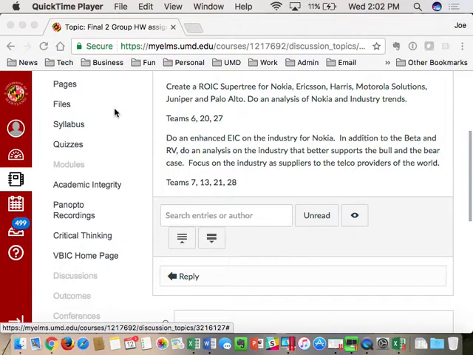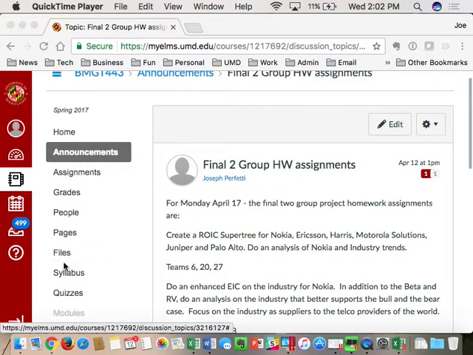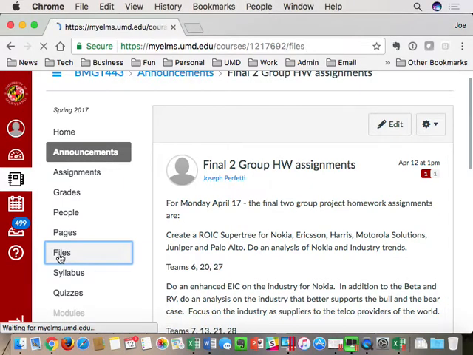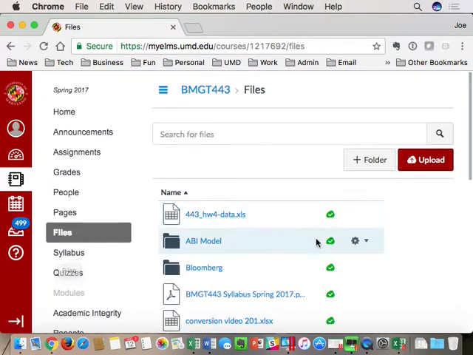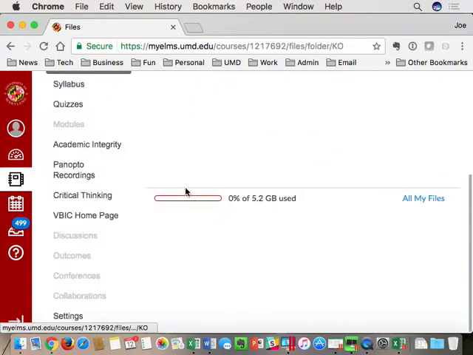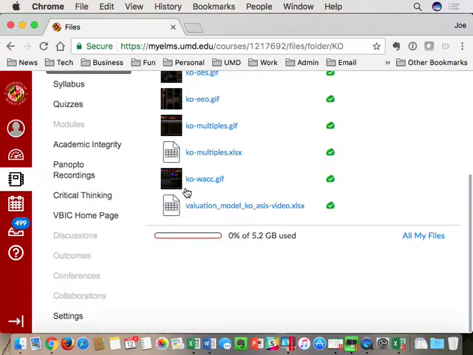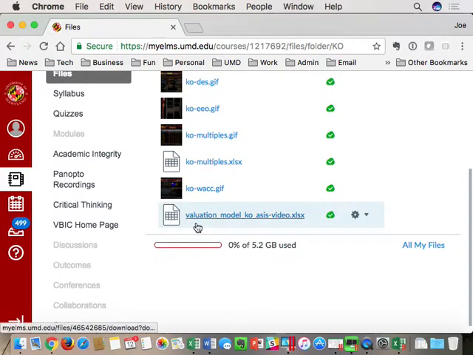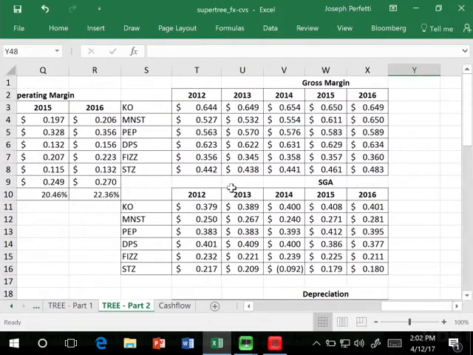I posted to Elms under the files section, under the folder, where did I put it? KO. Those were the files that we used in Monday's class, including for the Monday extra credit. So whether you want to use your own file, if you were able to do the extra credit, or you can download this file, this is where we're going to pick up where we left off on Monday. So back to our files.